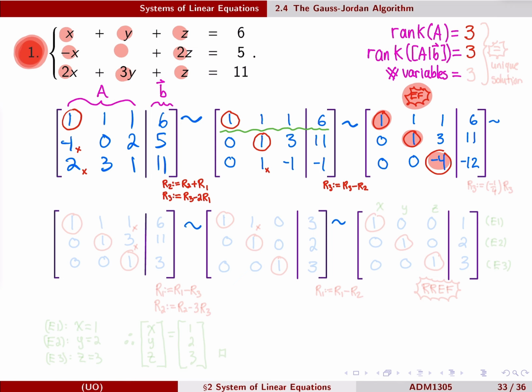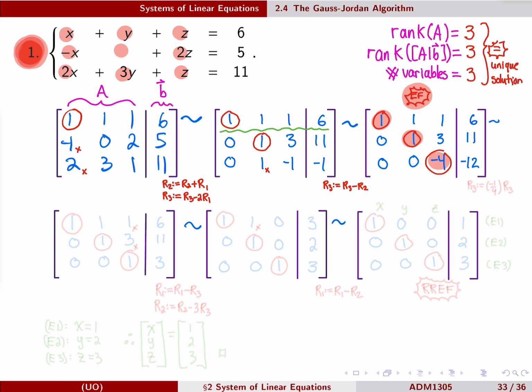And here the number of variables, x, y, and z, is 3. When all of those numbers are equal, we know we're going to get a unique solution. So you can already predict what's going to happen with this system. And to some extent, if you read the third row here, we have minus 4z is equal to minus 12. You could compute z, then use backward substitution to compute y and then x.